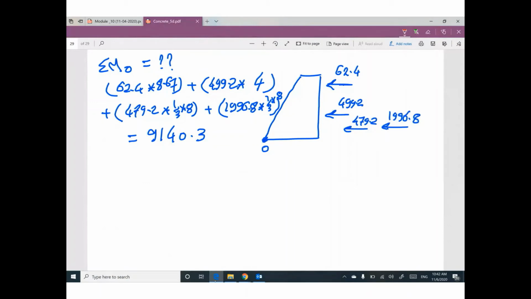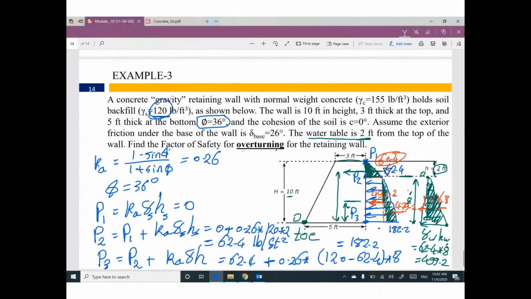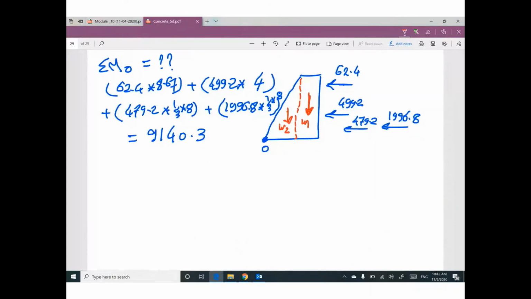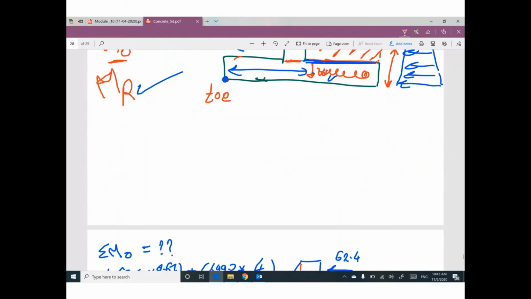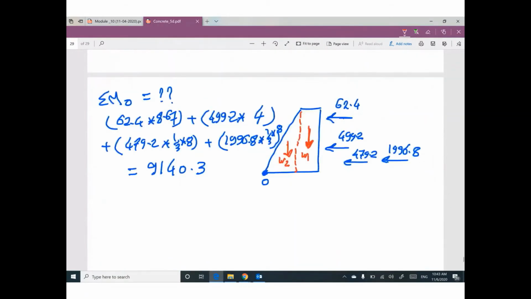This retaining wall has weight. This part has a weight W1. This part has another weight W2. Actually, you are lucky because we don't have any soil supporting this retaining wall. What do you mean by no soil? I mean, I don't have any soil above part of the retaining wall like this. Okay? So everything is supported only by the weight of the retaining wall itself.